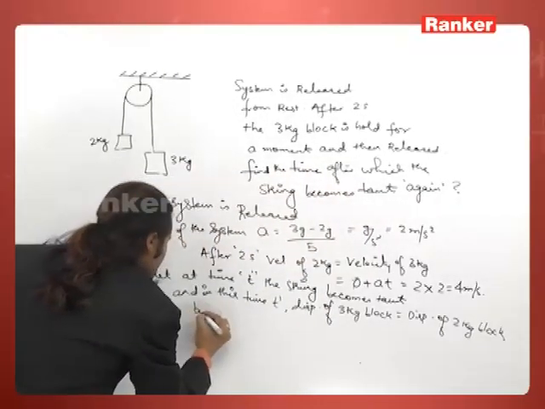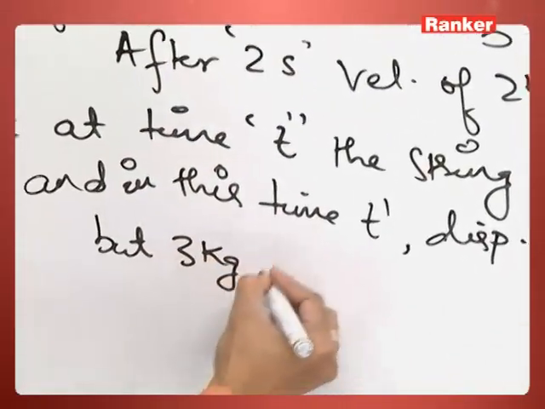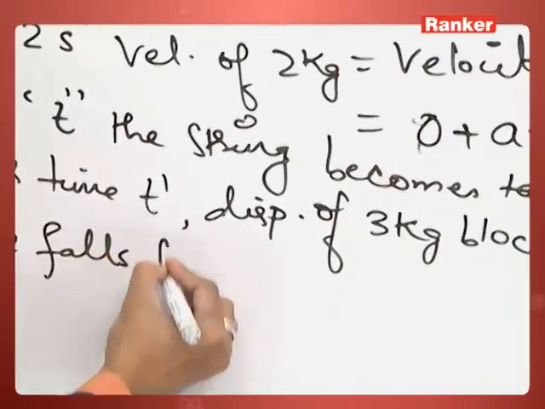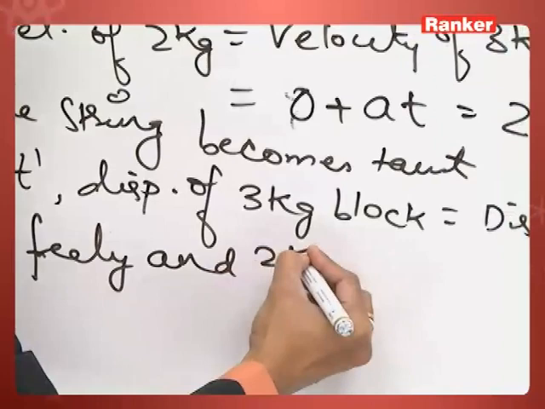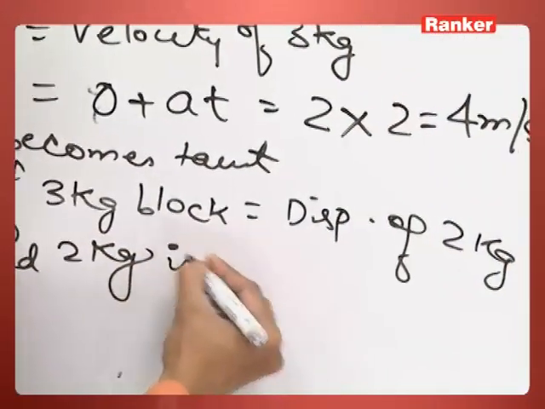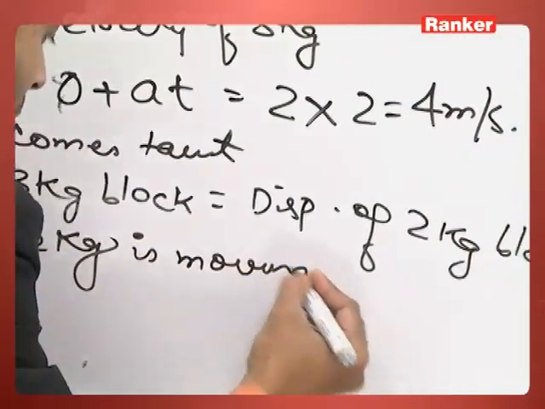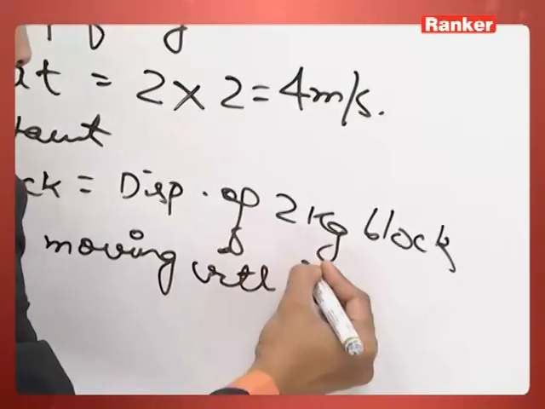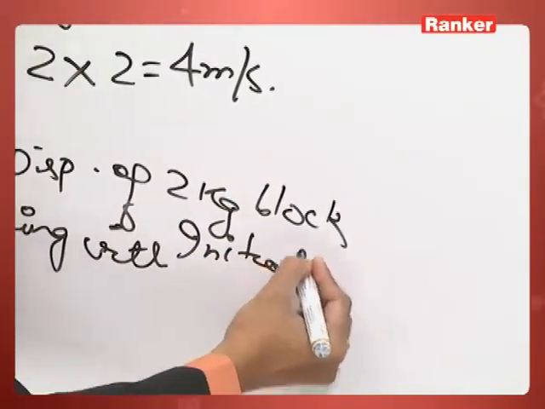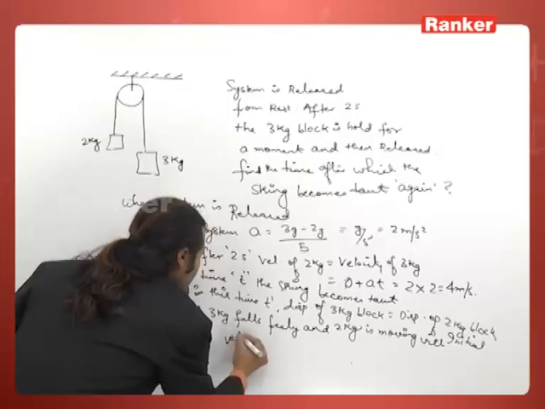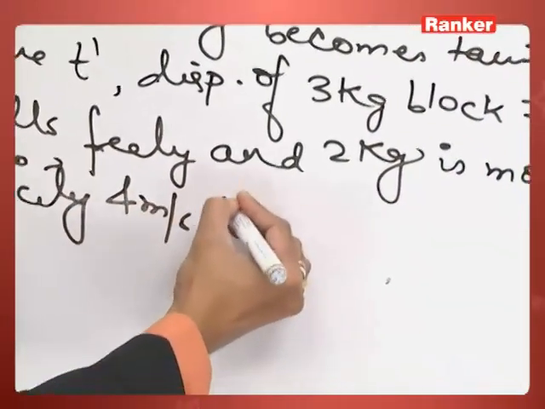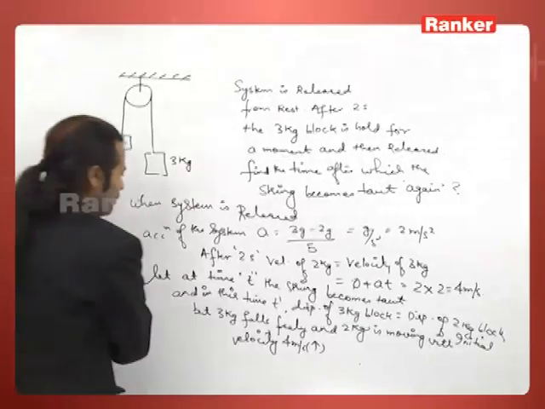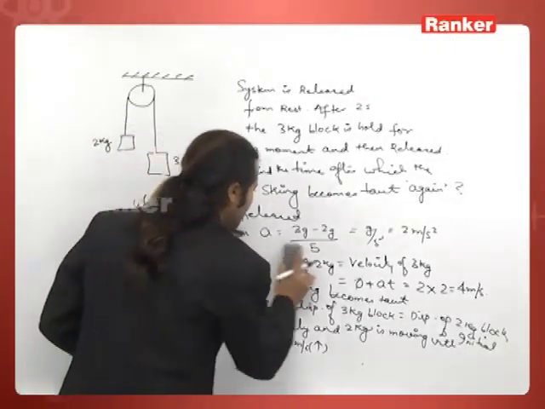but 3 kg falls freely and 2 kg block is moving with initial velocity 4 meter per second upward. So let us calculate the time.